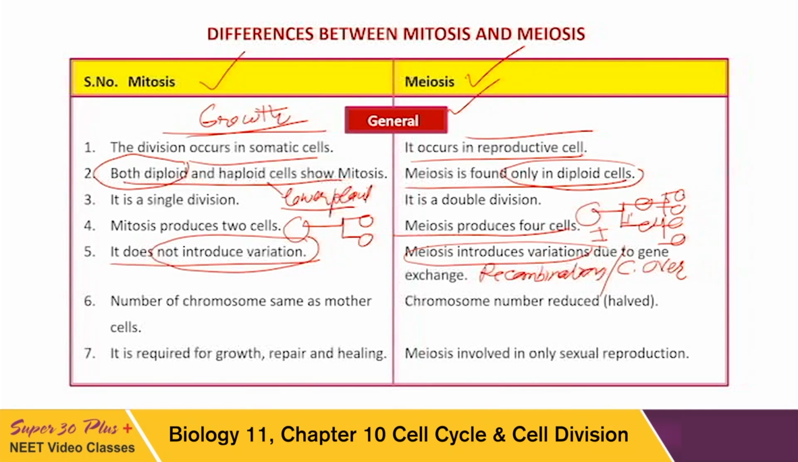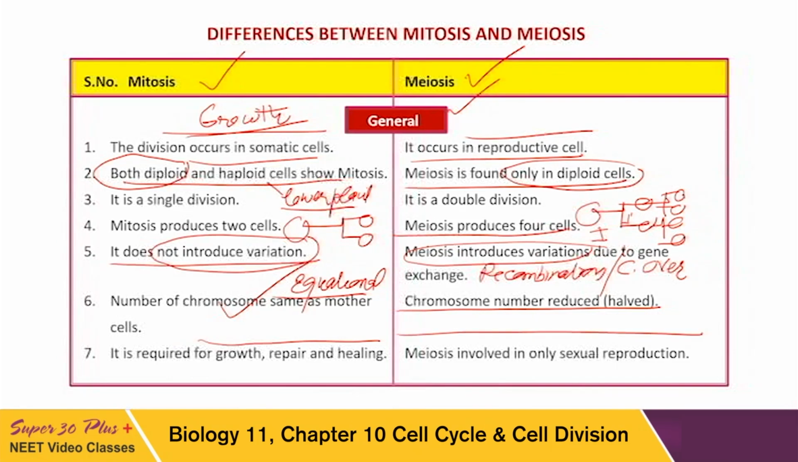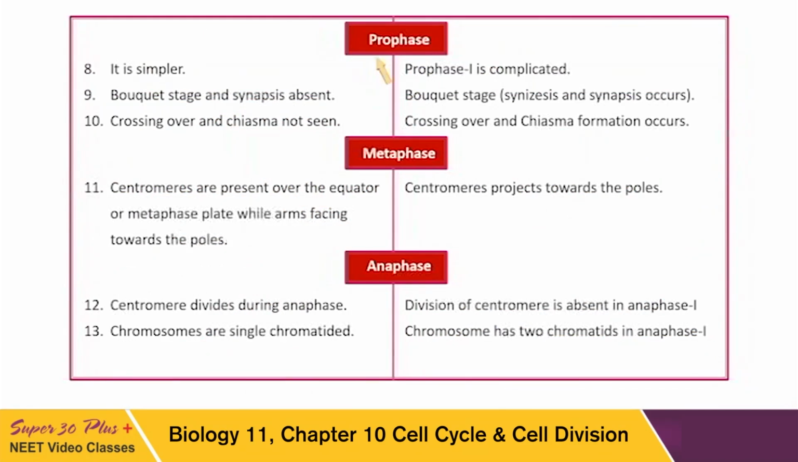The number of chromosomes is the same as in the mother cell; this is called equational division. The number of chromosomes is equal to the parental cell. In meiosis it is a reductional division, here the chromosomes are being reduced. Mitosis is required for growth, repair and healing, and meiosis is required for sexual reproduction. Important. Come to the next now.